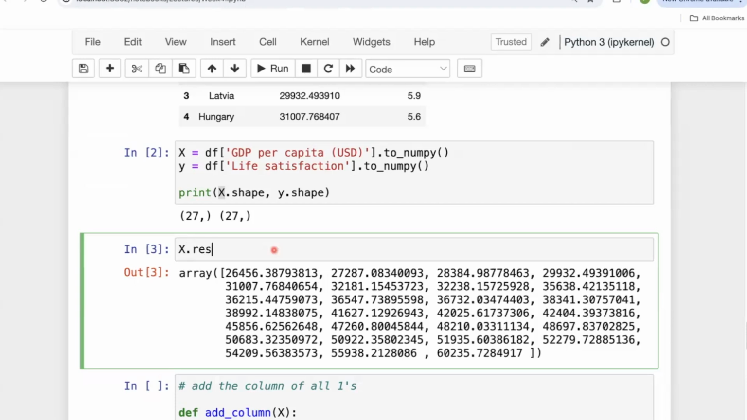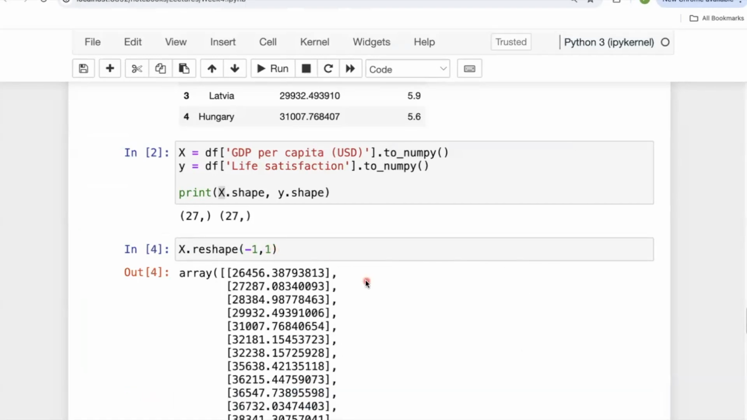You can do this very easily, for example, by saying that we want to reshape this by -1 and 1. What this means is that I want to make sure I have one column for that one feature, but I want to let NumPy figure out how many rows I should have.